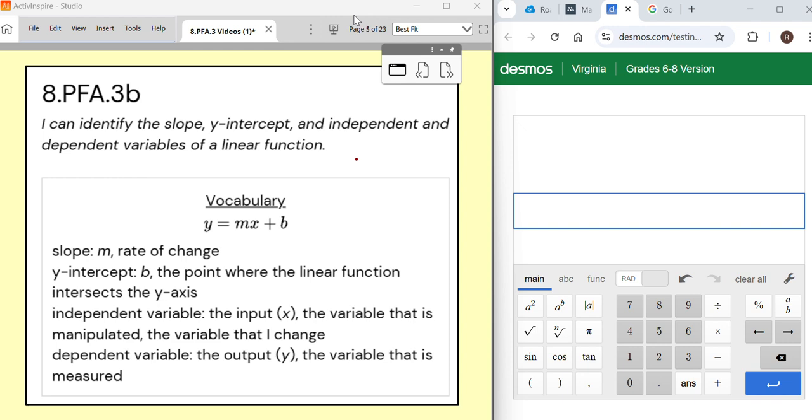Y-intercept, b, the point where the linear function intersects the y-axis. That will also always be a number. It will never have a variable or a letter with it. Independent variable is the input, x, the variable that is manipulated or the variable that I can change. The dependent variable, the output, y, that's the variable that is measured.